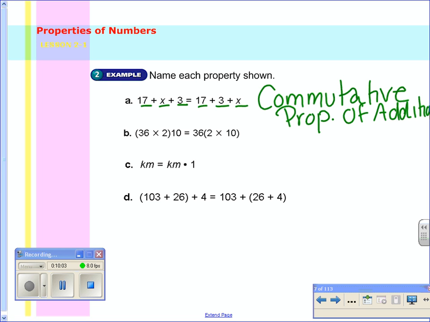We have 36 times 2 times 10. Then we have, is the same as 2 times 10 times 36. Again, did the order change? Did the groupings change? Or are we multiplying by 1 or adding 0? Here, you'll notice we are multiplying 36 times 2. And here you're multiplying 2 times 10. So here the grouping changed, so it's an associative property. And again, here, we're not actually adding, so this is of multiplication.